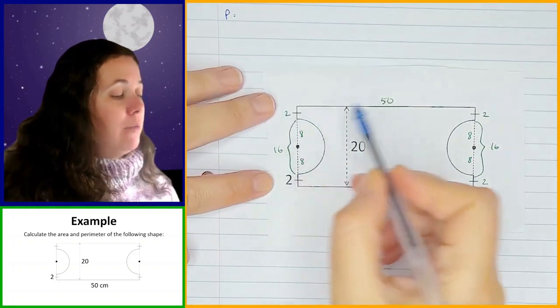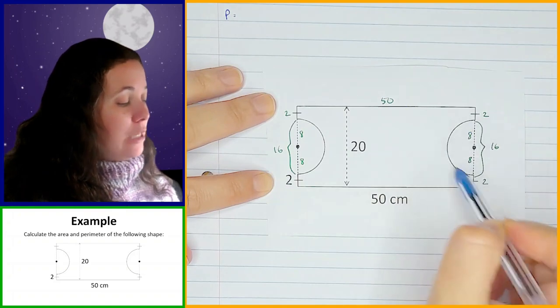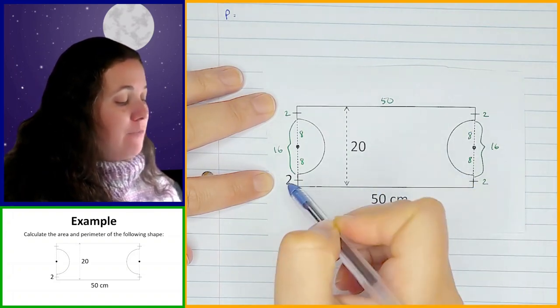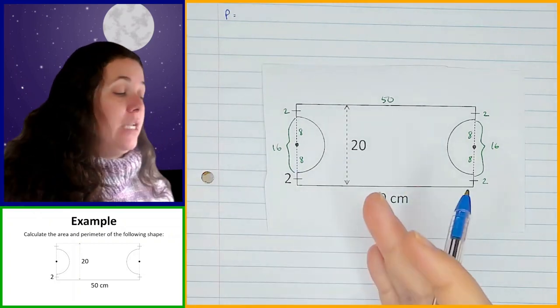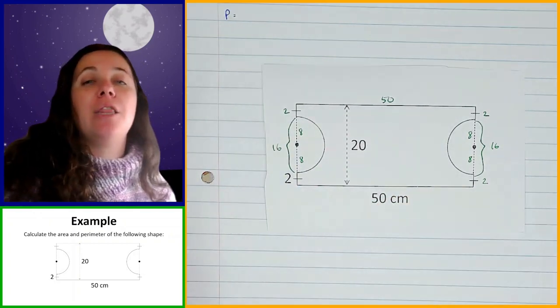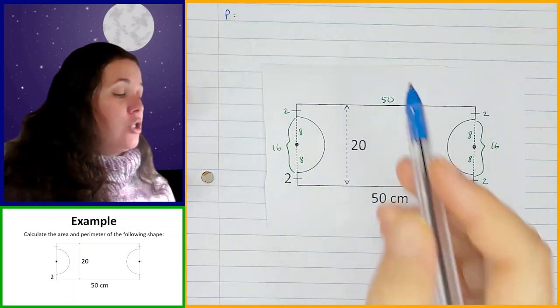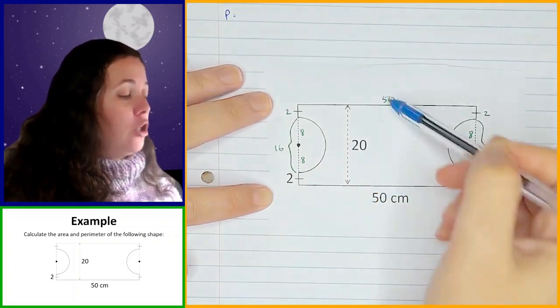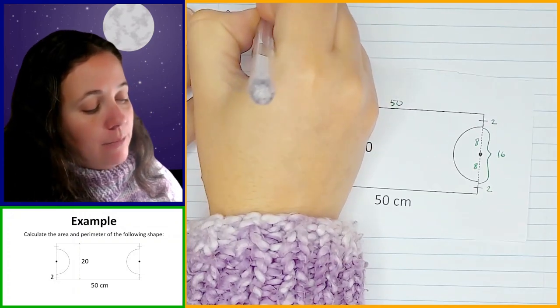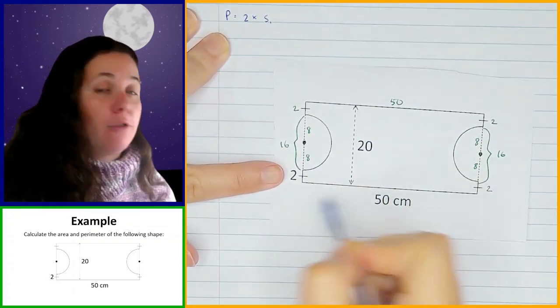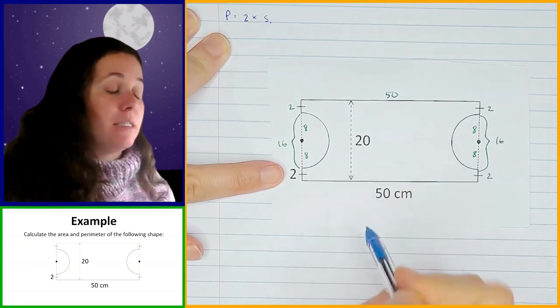I can say side 1 plus side 2 plus side 3 plus that half circle plus side 4 plus side 5 plus side 6 plus that half circle. So that's one way of doing it. Another way of doing it is to combine the lengths that are the same. So I can say, how many 50s are there? There are two sides that are 50. So I can say 2 times side 1, and make the 50 centimeter side 1.